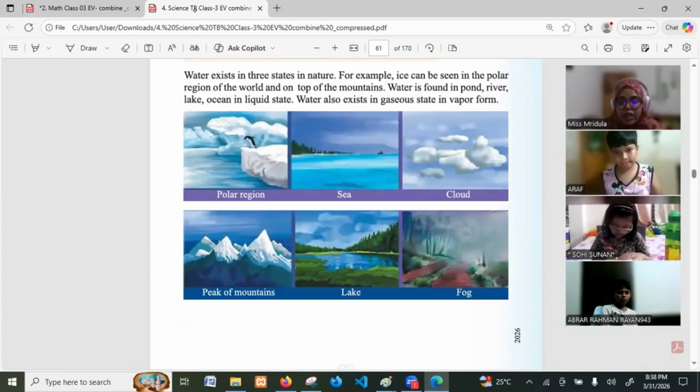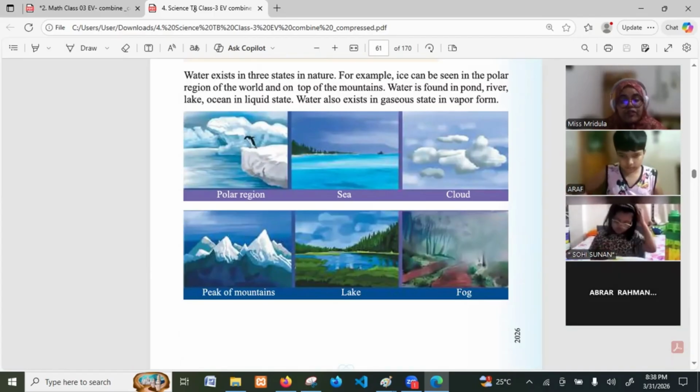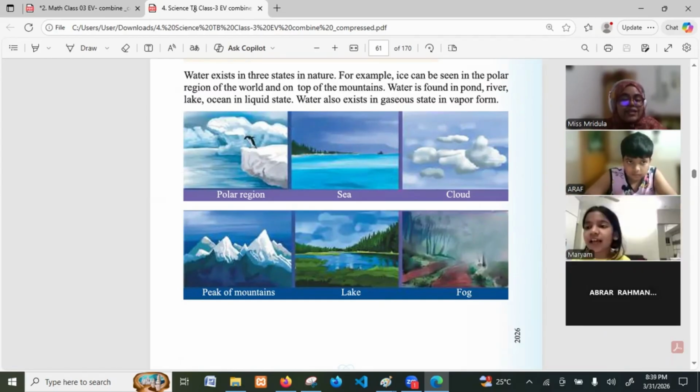In the second one, we can see it's a picture of a sea. So that is the natural example of the liquid state of water, right? And when we had the cloud or the fogs, you can see they are in the gaseous state.